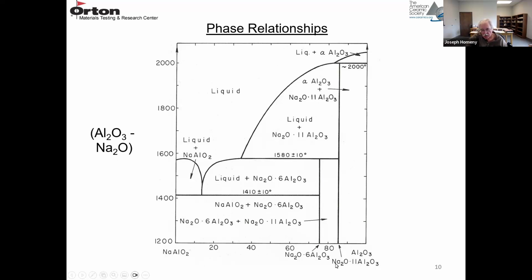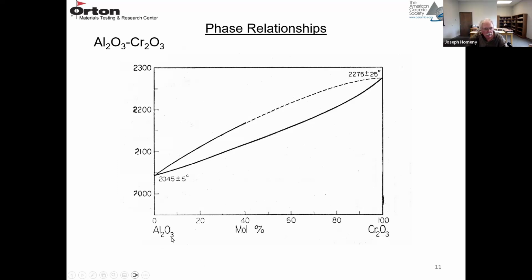If you're to the left of beta alumina, Na2O·11Al2O3, if you're in this area, 1580 is where this material is going to melt. And if you're even lower, looks like about 75% alumina, you're going to be down here, 1410 degrees C. So you have to be above 85% alumina in this type of fused cast material.